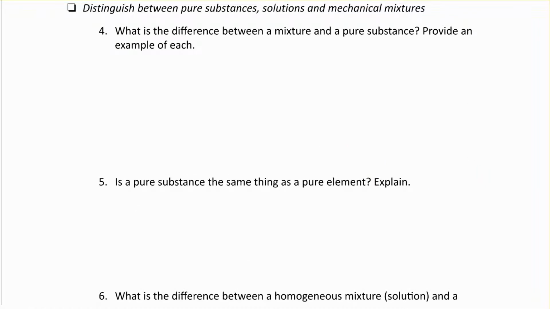So number 4, what is the difference between a mixture and a pure substance? A mixture contains 2 or more different things. So a mixture would be, let's say, if I had a mixture of water and iced tea mix. That's 2 different things. It's a mixture that we've made. A pure substance would be something like water, right?